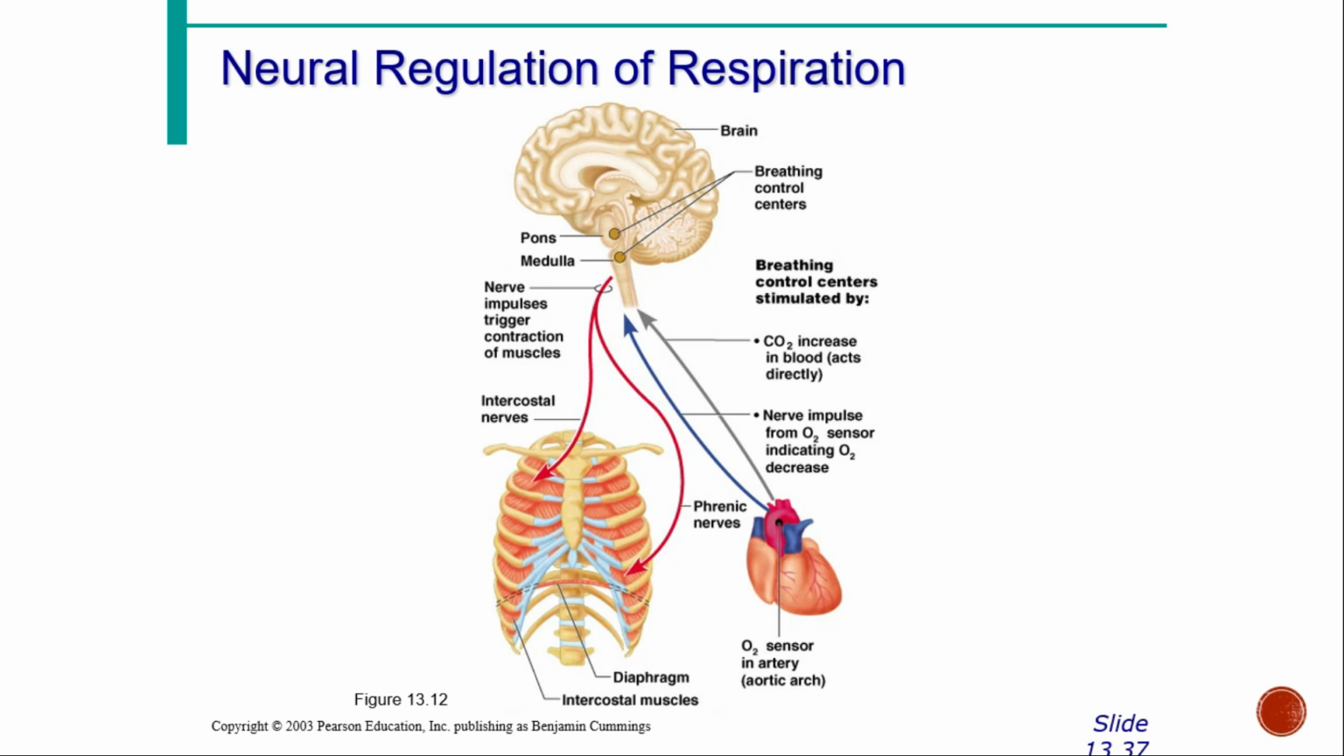On the other hand, when carbon dioxide concentration is increased in the blood, it acts directly on the pons. As we have already discussed, carbon dioxide is a driving force for breathing. It directly acts on the pons and medulla oblongata and controls the respiration process.